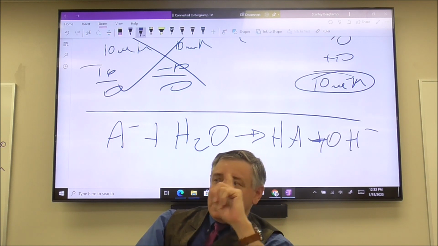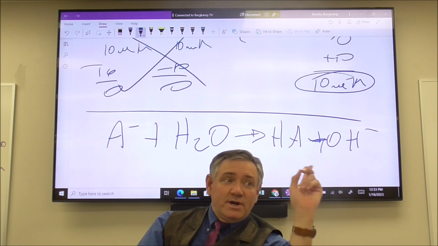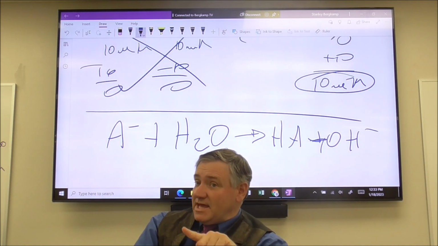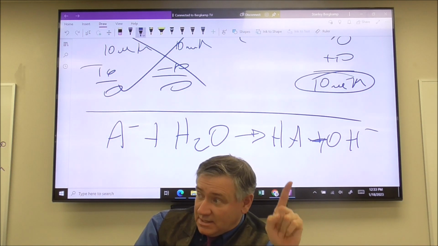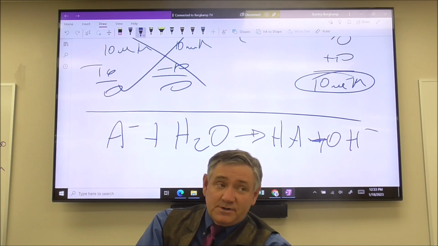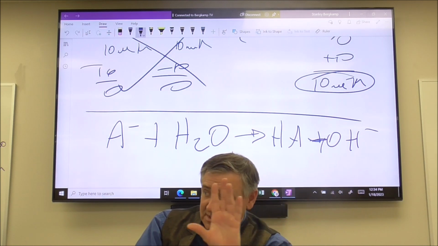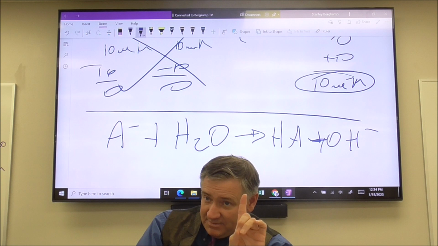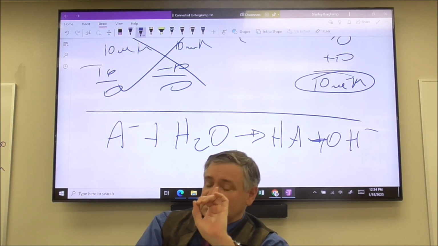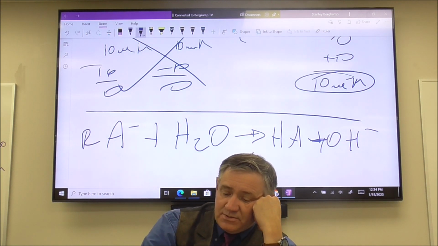Now, the anion is acting as a base, so what are you going to have to use? Instead of the Ka value, you're going to have to use the Kb value, okay? So there's a whole bunch of things that you need to do. You need to find the Kb value. That's one of the things. Now, here's the bigger truth. Here's a new ICE chart.